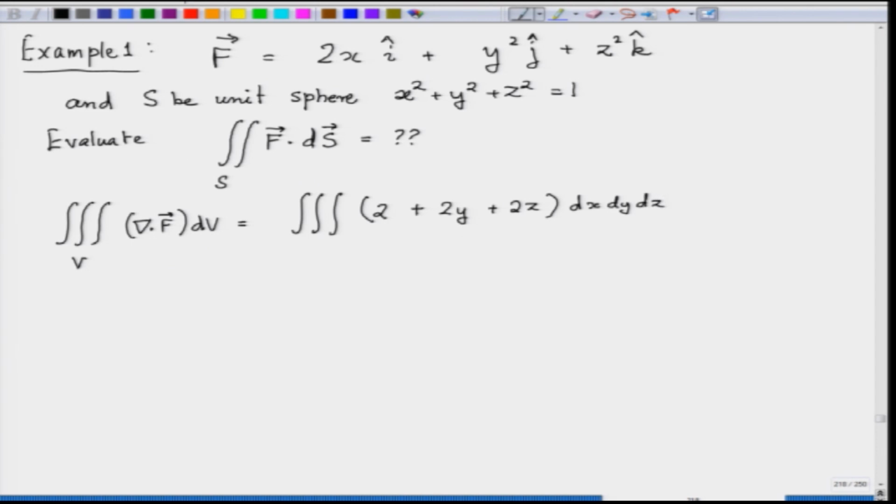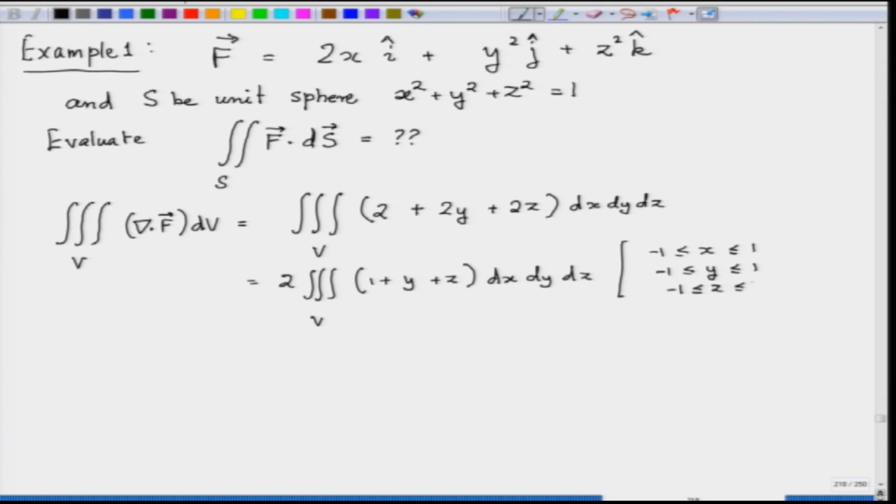What does it tell me? I can take the 2 outside: one plus y plus z, dx dy and dz. Now, what are the ranges in which they are varying, because it is a unit sphere? X is varying from -1 to 1, y is varying from -1 to 1, so z is also varying in this zone. Maybe there are much simpler ways of doing it. Now, we will see what happens.